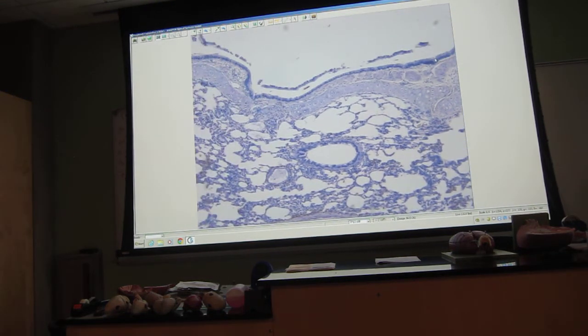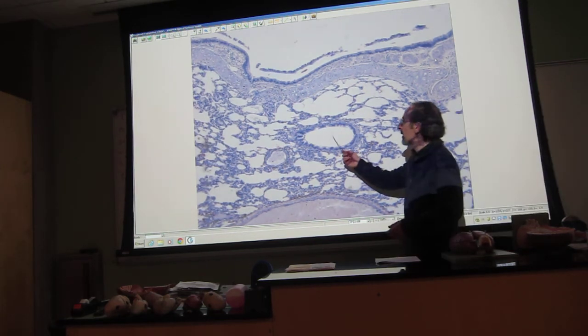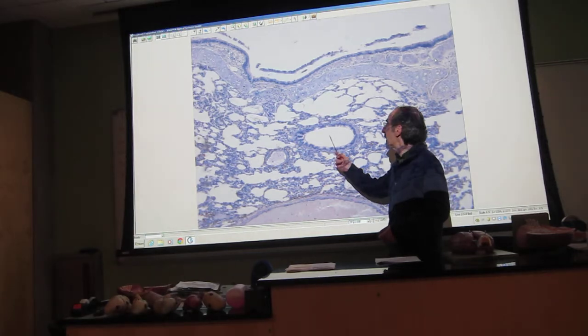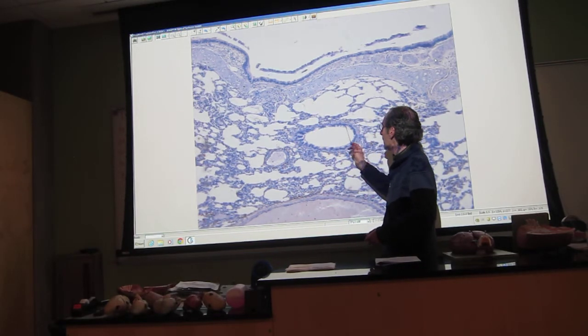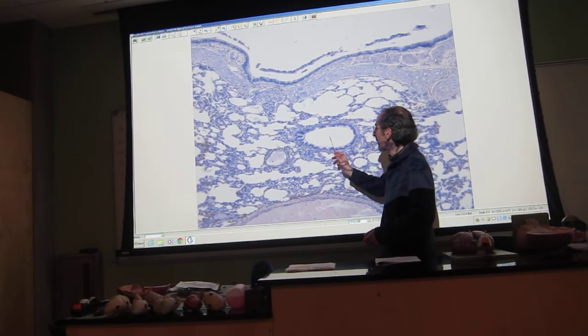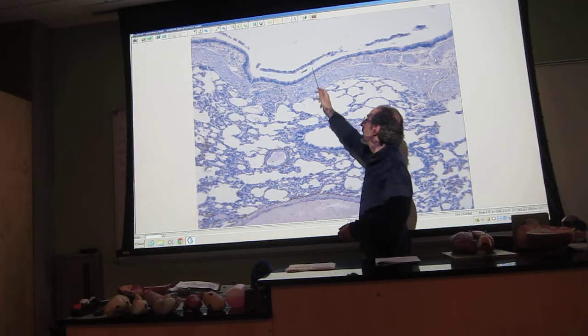Just below that is this structure here. This is a bronchiole, a very small one. It's similar to that in terms of having pseudostratified epithelium surrounding a lumen, but you notice there's no cartilage that surrounds this, so this is basically a smaller version of this. This is a bronchiole, this is a bronchus.